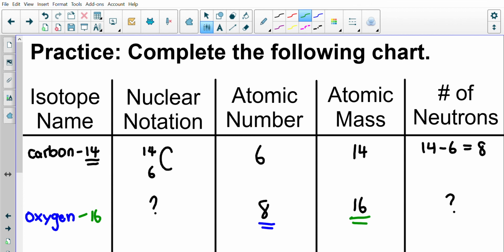Okay, now I can fill in the nuclear notation. So symbol for oxygen is O. Bigger number goes on top, so 16 goes on top. The atomic number goes on the bottom. So there's my nuclear notation. And then finally, for my number of neutrons, bigger minus smaller, so 16 minus 8, which is 8. Okay, so now you need to finish the rest of that chart on your own.